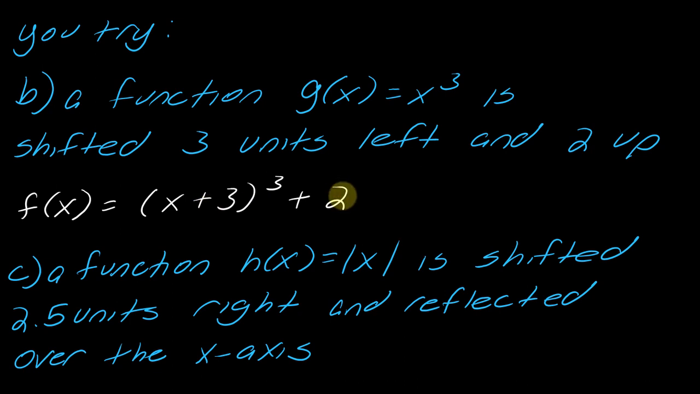So these transformations are super, super powerful because once you know them, you can apply them to any single function that you want, which is really cool, although I'm kind of lame, so maybe it's not that cool. Okay, so now what about this one? This is the absolute value of x shifted 2.5 units right and reflected over the x-axis. So that tells me that I need a negative here, and then to shift to the right, I need to subtract off 2.5. So there would be my function.